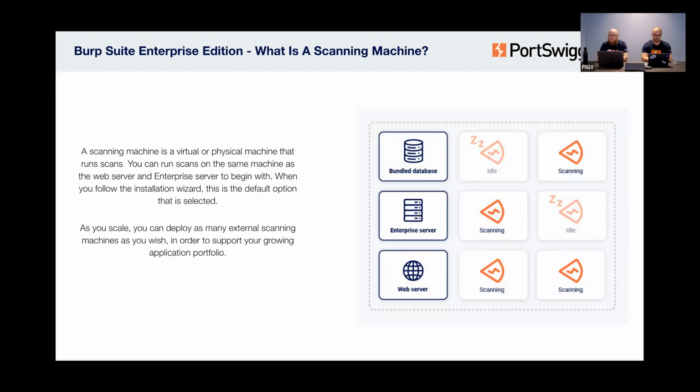Now, when you set up for the first time, particularly in the notion of a trial or a POC, that's probably going to be all bundled together on the one machine, nice and easy to test. But as you grow or scale, typically you would then deploy those scanning machines externally, and you can deploy as many as you wish.